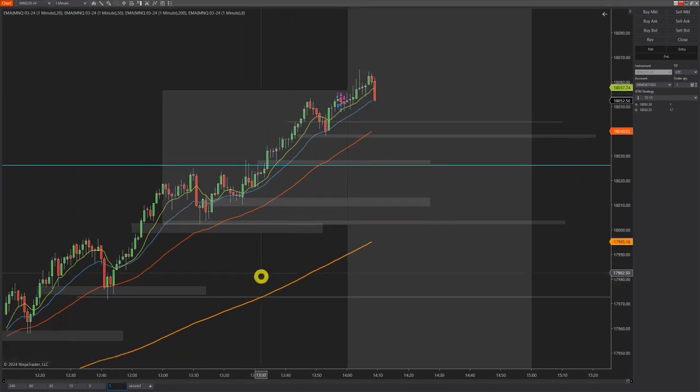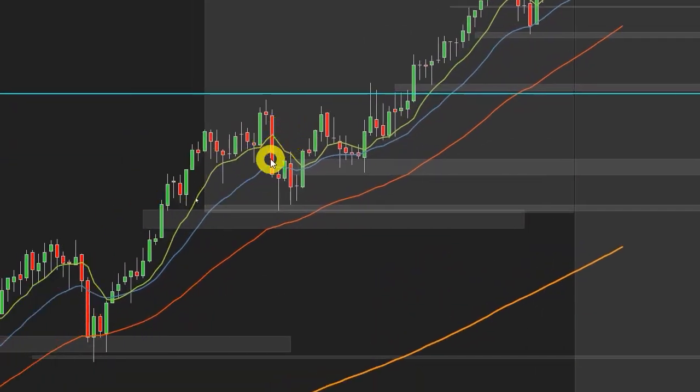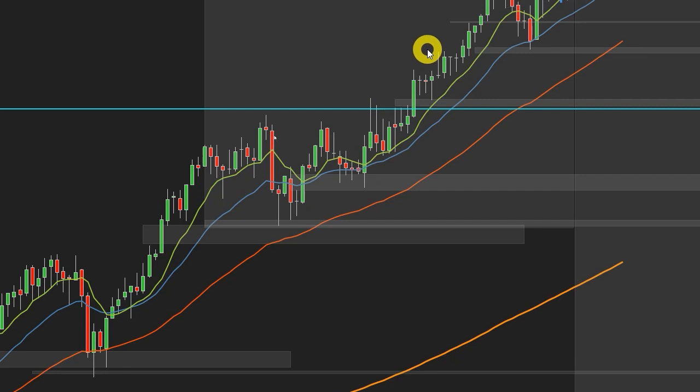See, it's interesting to see the attempt to try what I'm trying to do now over here before the silver bullet hour. This fair value gap was created. It came down. It went up to test it. Looked like it was going to roll down and just popped right back through and kept going.